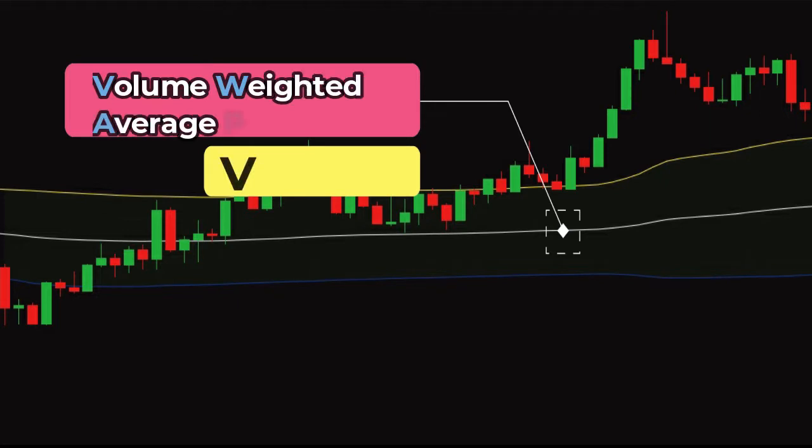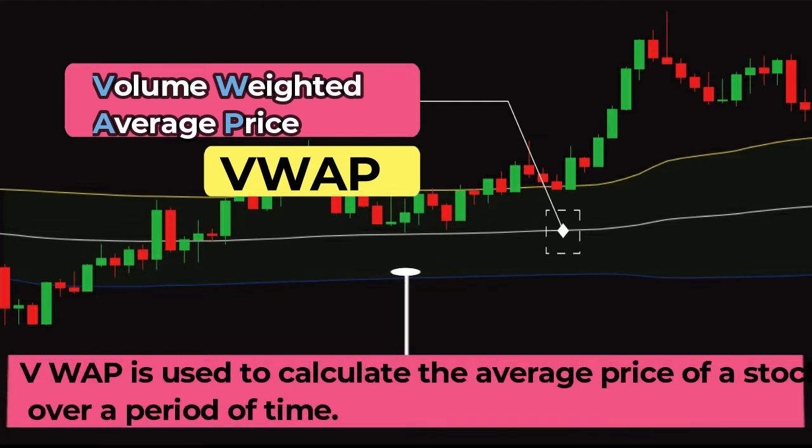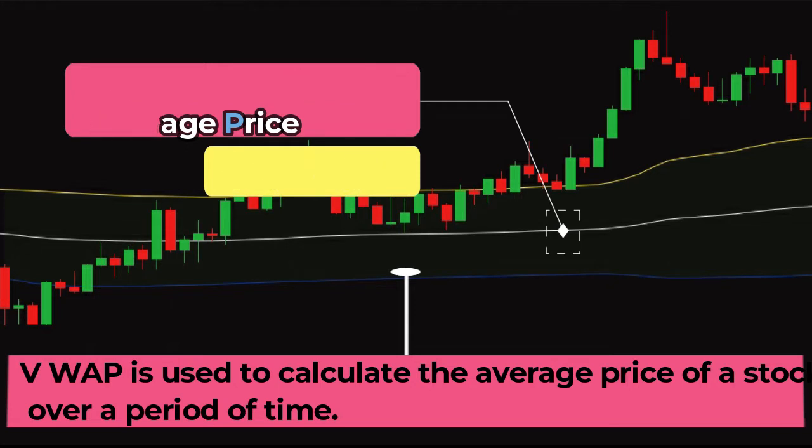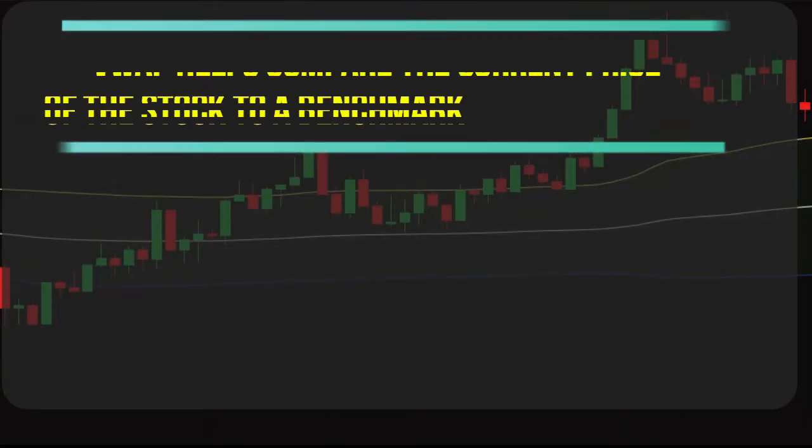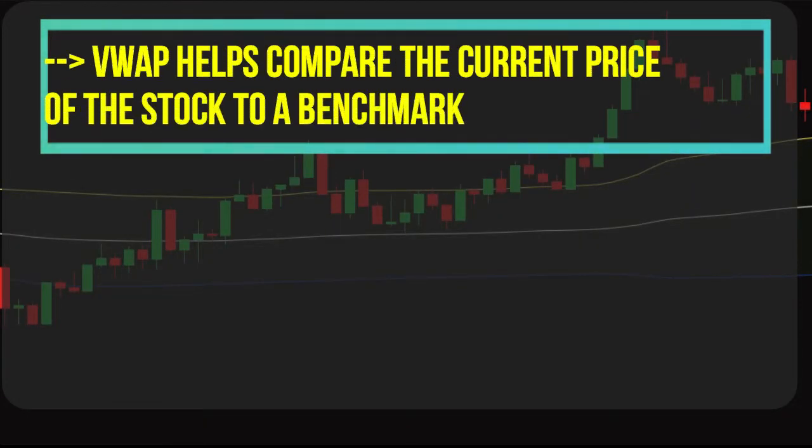The volume weighted average price, VWAP, as the name suggests, is the average price of a stock weighted by the total trading volume. The VWAP is used to calculate the average price of a stock over a period of time. The volume weighted average price helps compare the current price of the stock to a benchmark, making it easier for investors to decide when to enter and exit the market.